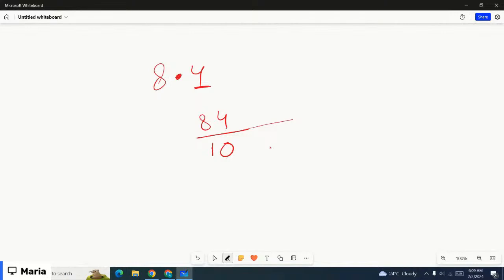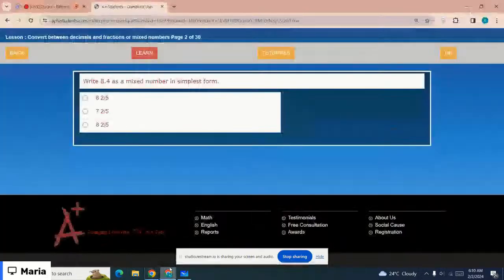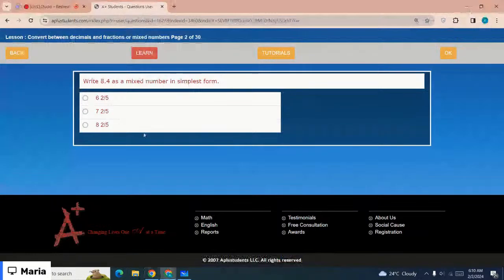You need to write the answer in the mixed fraction form. So we have a common number that can divide both. That is 2. Just divide them by 2. So 84 divided by 2 is 42, and 10 divided by 2 is 5. Numerator is still greater than denominator. You can write the answer in the mixed fractional form. That would be 5 times 8 is 40, and 42 minus 40 is 2. So that is 8 whole 2 over 5. The correct option is 8 whole 2 over 5. Option number 3 is the correct one.